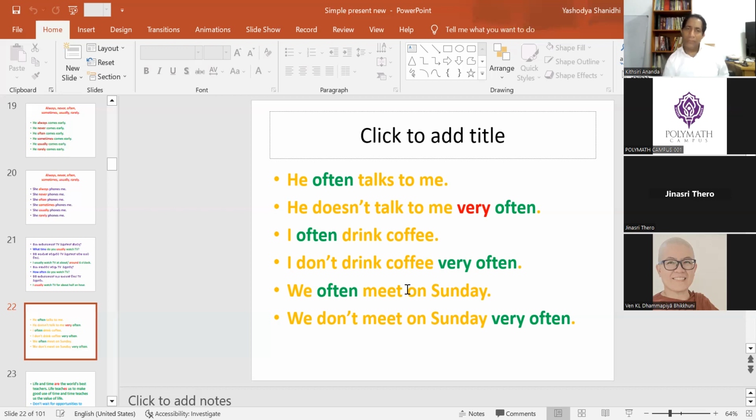I often drink coffee. But when you put that into negative, of course, you can't have often before the main verb. It is used at the end. I don't drink coffee very often. Often, very, adverbial particle. We often meet on Sunday. We don't meet on Sunday very often. Likewise, there are exceptions. But earlier we discussed the general rule.